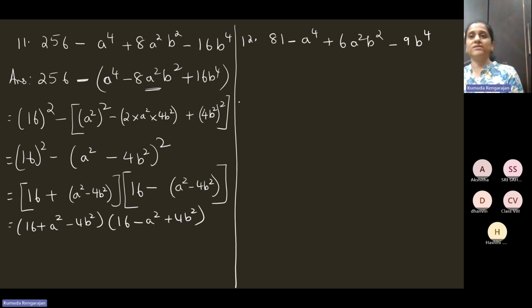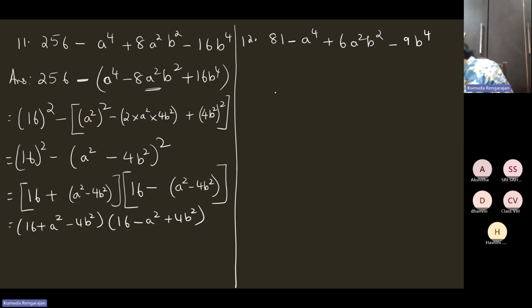Yeah, Aditya, tell us the next one. Identify the perfect squares, Aditya. The 12th one. A to the power 4, A to the power 6, a squared b squared. That's a perfect square. 9b, 4 and 81. 9 squared is 81.